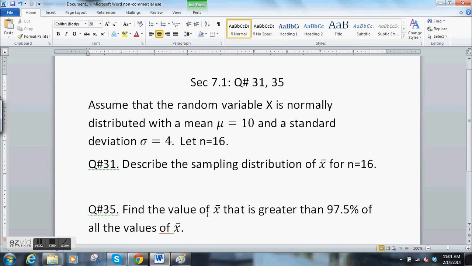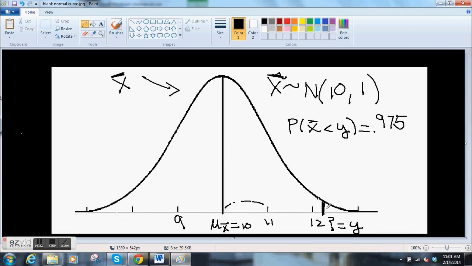I just did a weird mathy thing, so let me go back to the problem. Find the value of x bar that is greater than 97.5% of all the other values. So this whole percentage is 0.975. So that value there is bigger than 97.5% of the other values. Do you see what I did there? It's a little tricky. Another way to say this is we're looking for the 97.5th percentile.